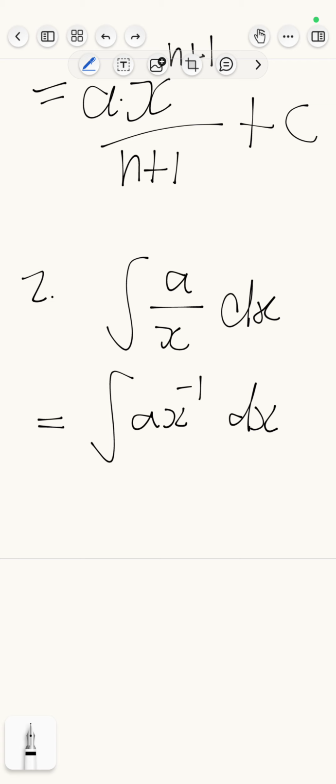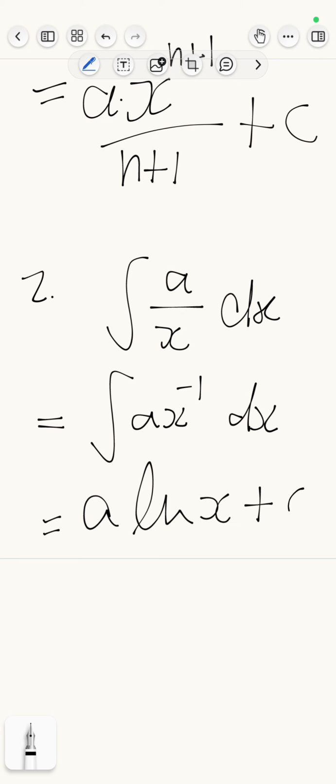When I have something like this, I know it's going to become ln. The a is going to be my coefficient of ln, and then the x is going to be inside the ln. Don't forget to have your plus c. That's the second one.